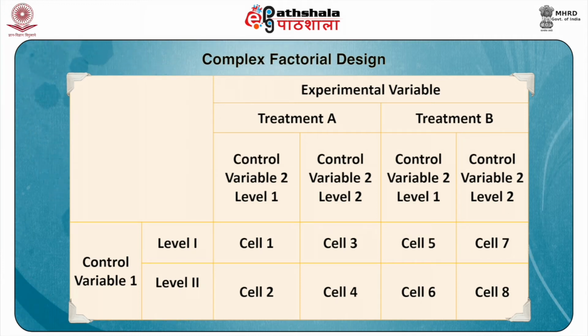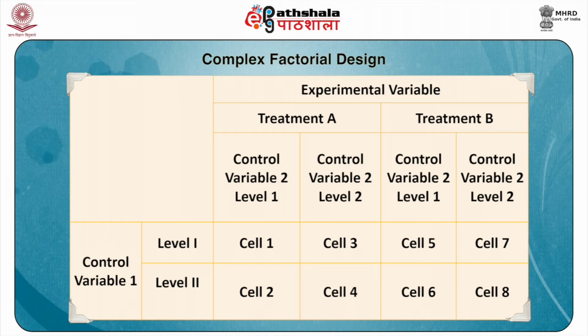Similarly, the main effect of control variable 1, independent of the experimental variable and control variable 2, is obtained if we compare the combined mean of data in cells 1, 3, 5 and 7 with the combined mean of data in cells 2, 4, 6 and 8 of the 2 into 2 into 2 factorial design. In the same way, the main effect for control variable 2, independent of the experimental variable and control variable 1, can be determined if the combined mean of data in cells 1, 2, 5 and 6 is compared with the combined mean of data in cells 3, 4, 7 and 8.